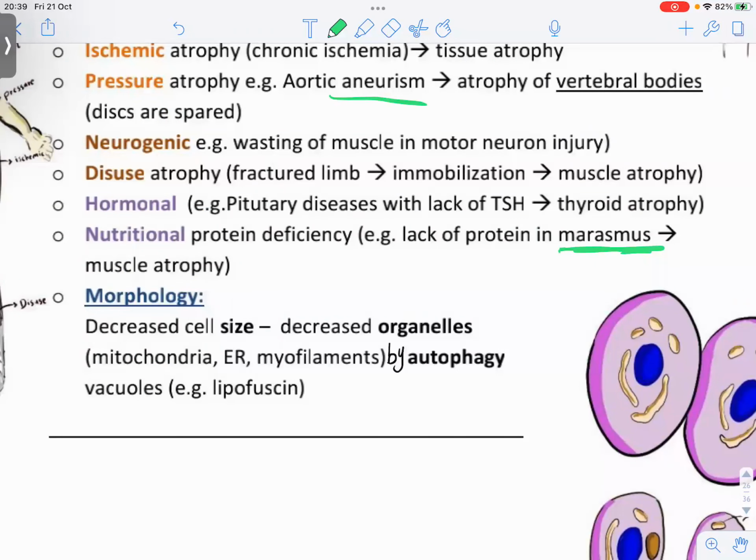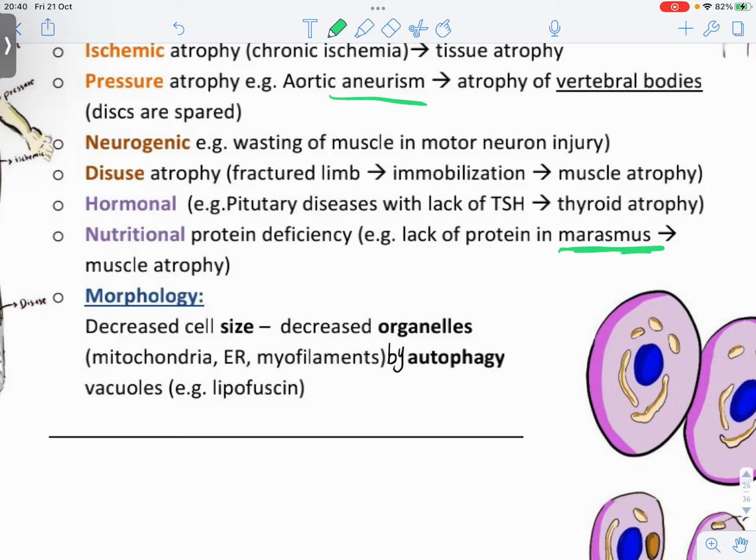And neurogenic atrophy, of course, in the skeletal muscle, because we know that skeletal muscle needs a lot of innervation. So if some nerve is cut off, so there is disruption in nerve supply, the patient will start to get neurogenic atrophy.